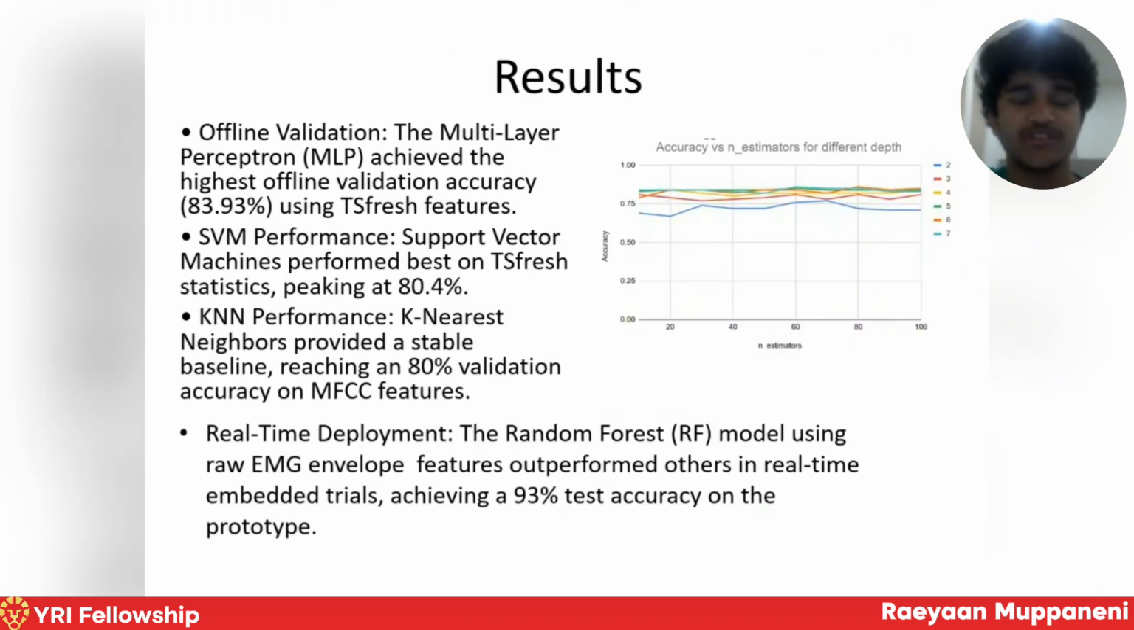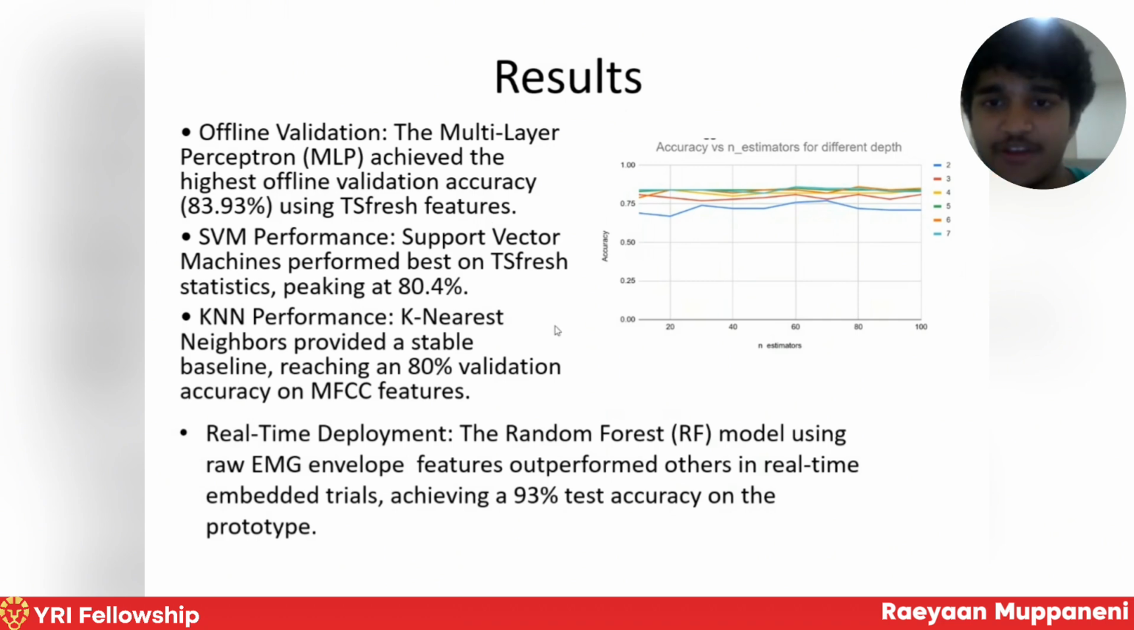So for the results, I found that for offline validation, the MLP achieved the highest offline validation accuracy of around 84% using TS Fresh, while SVM peaked at about 80% on TS Fresh statistics. And then KNN actually had a stable baseline, reaching 80% validation accuracy on MFCC features. Now for real-time deployment, however, the results showed that the random forest model performed the best for EMG envelope data, achieving a 93% accuracy on the prototype.